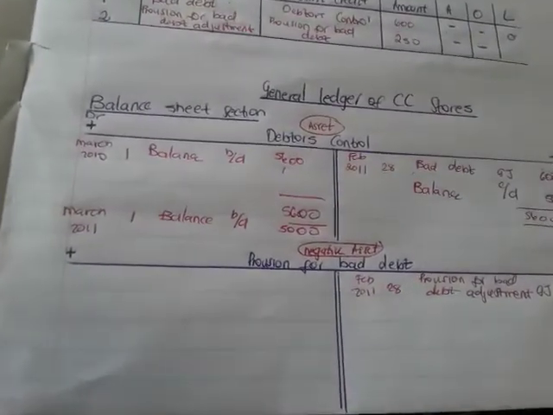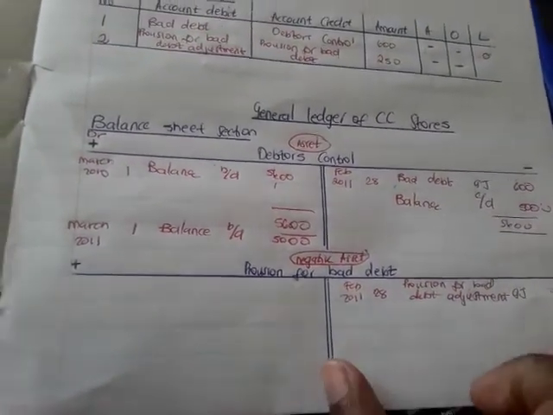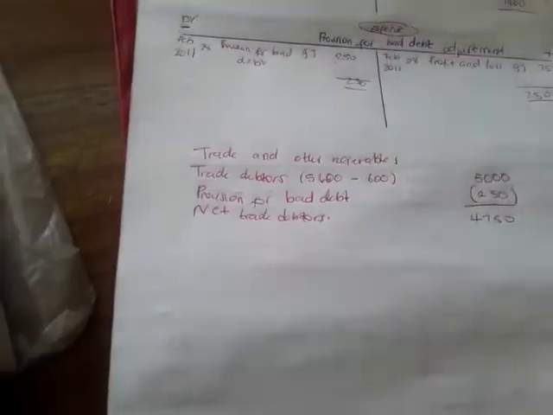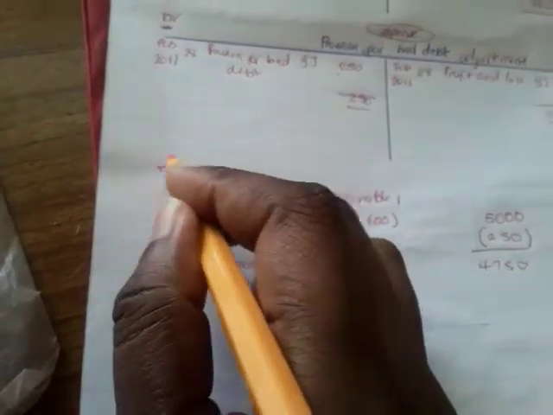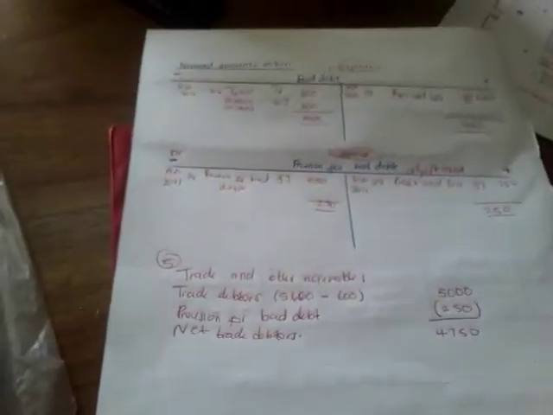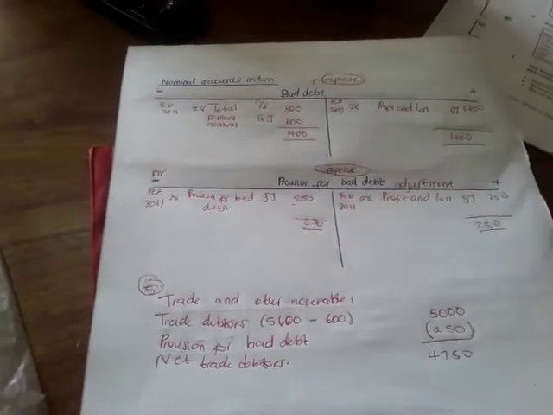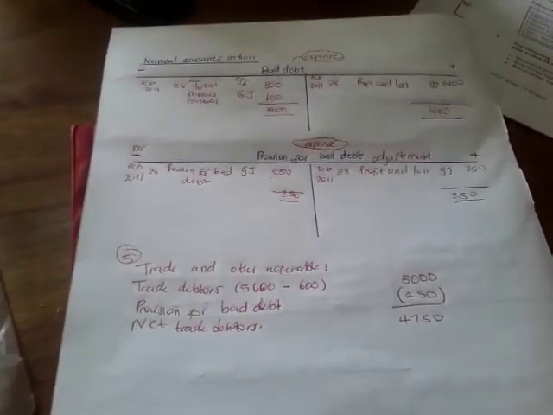And then for your provision for bad debt, right? Your debtors control and your provision for bad debt will affect the balance sheet via this note number 5, right? This note number 5, but you'll see how we do that. But just remember, as you are going to start with the income statement, okay?